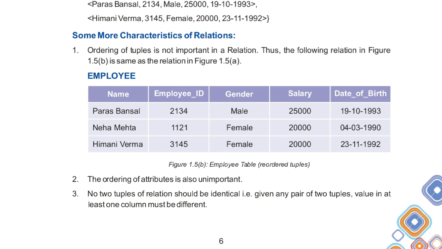employee relation, salary and gender attributes can't be the super key, because in this you can see that Neha Mehta and Himani Verma both are female, and the salary of both of these employees is the same. So in this case, gender and salary attributes can't be the super key. Okay, so this is all about the super key.